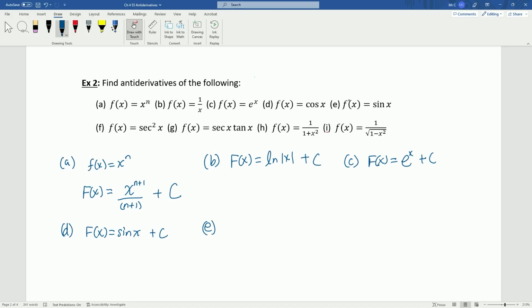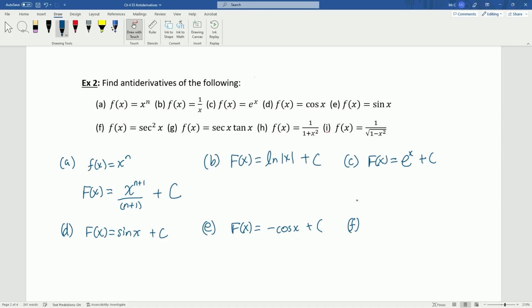Okay, now this one is slightly trickier. f of x equals sine of x. What function has the derivative sine of x? Well, the derivative of cosine is negative sine, so that doesn't work. But if I have a negative in front already, so if we make this F of x equal to negative cosine of x plus c, the derivative of negative cosine of x is negative negative sine, which gives us positive sine. So that's, again, exactly what we want.